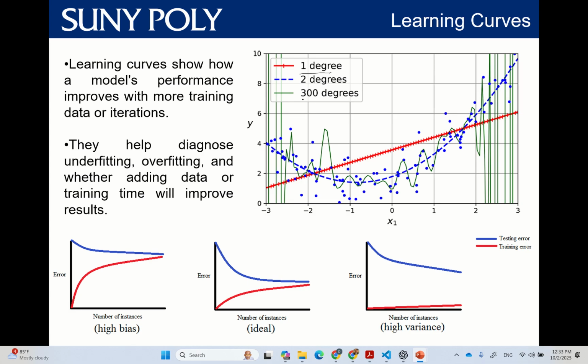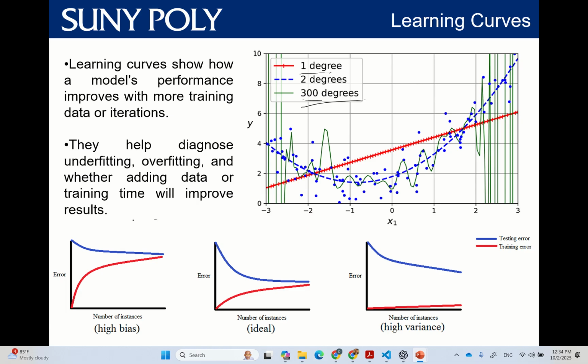But then here we have something very extreme, like 300 degrees. And now you see that that model is almost picking every single point. It's trying to pick all the points here as much as it can. So maybe when you measure the error in the training set, it will be very small for the 300 degrees polynomial, right? But the problem is that that model is not good to generalize. It's going to overfit your data, meaning that when you test it on new data, the performance is going to drop. So let's see the learning curve, because it helps us to see if we are underfitting or overfitting, or if we are in the right spot.